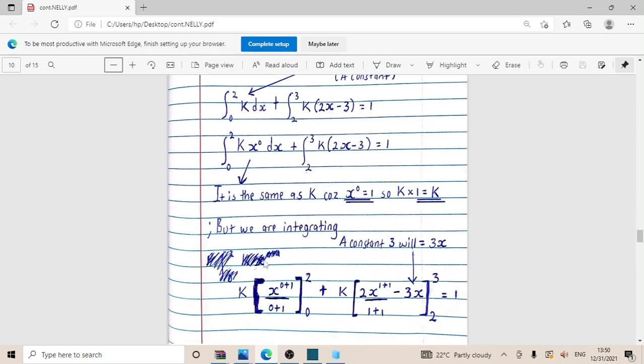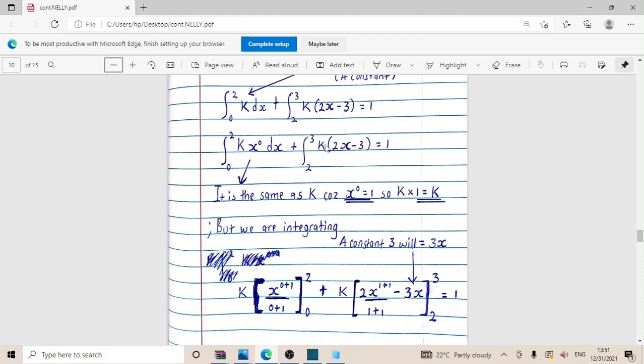After doing that, remember we are integrating. So with integration I'm going to add a plus 1 and then divide by that new power. This is what I have done here. I'm going to add a plus 1 divided by the new power, and then I'll have my limits in square brackets, with a lower limit of 0 and an upper limit of 2. So plus k.